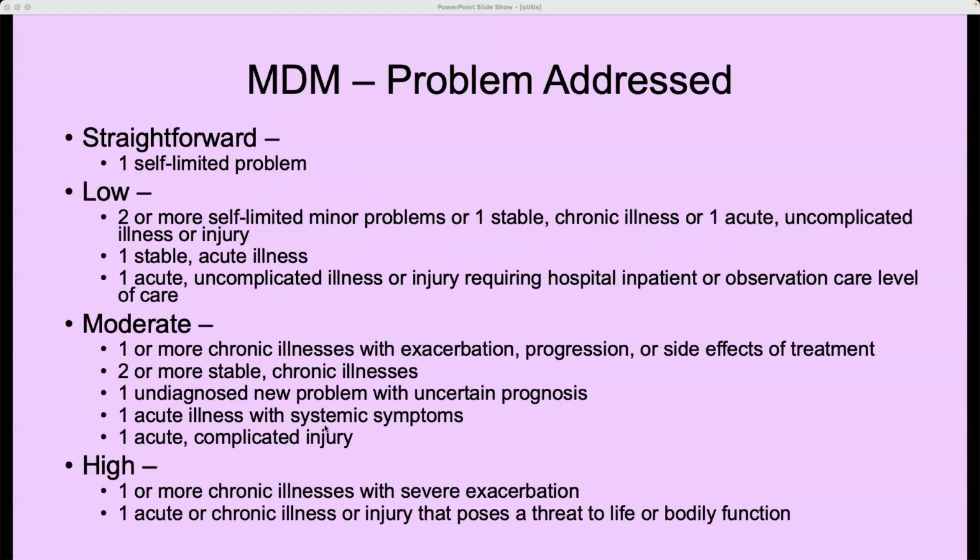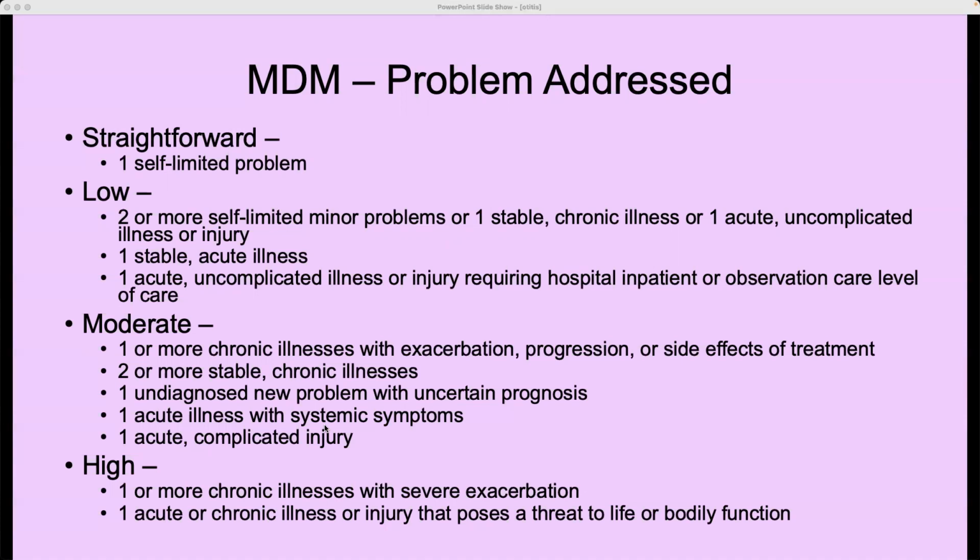So for problems addressed in medical decision making, we have straightforward, low, moderate, and high. These are strictly defined in that table in your CPT book. Straightforward is one self-limited problem. Low is two or more self-limited minor problems, or one stable chronic condition, or one acute uncomplicated illness or injury. One stable acute illness, one acute uncomplicated illness or injury requiring hospital inpatient or observation care.